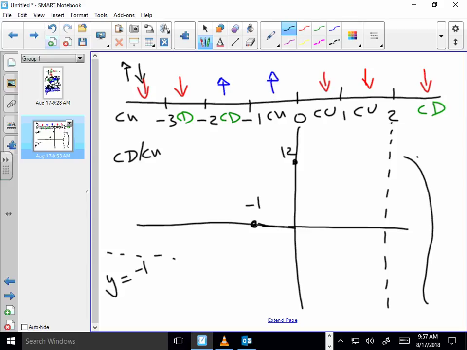Oh, yeah, I read it wrong. This one goes over here. I know. But we're a redemptive society, aren't we? Okay.